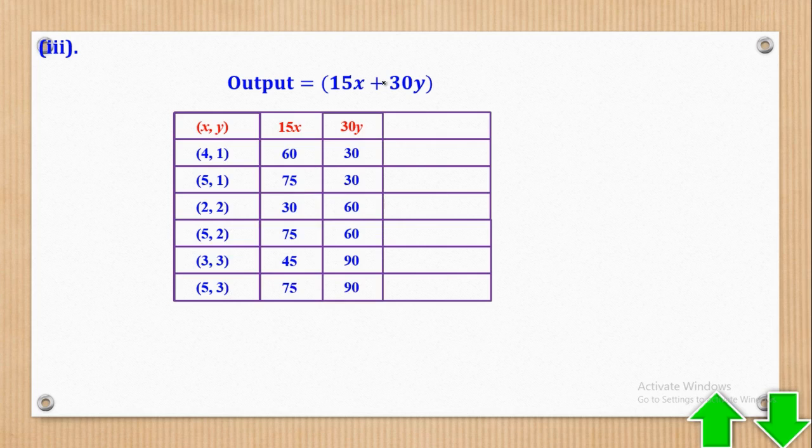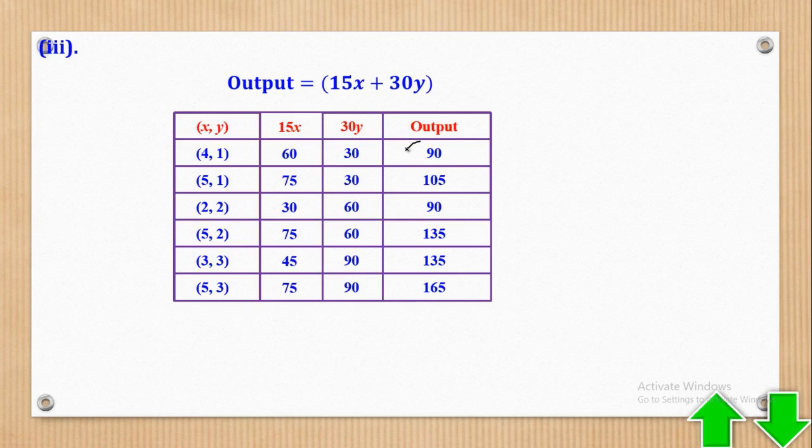So next, this one shows that we add the two, so the output will be got by adding these values. 60 plus 30 will give me 90, 75 plus 30 will give me 105, 30 plus 60 will give me 90, 75 plus 60 will give me 135, 45 plus 90 will give me 135, 75 plus 90 will give me 165. So it's from these values that we get what we want.